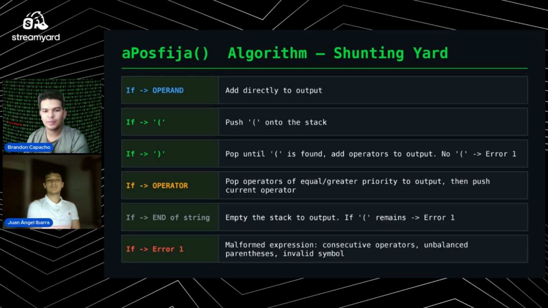Fourth rule, if it's an operator, we pop operators of equal or greater priority to the output, and then we push the current operator. Fifth rule, at the end of the traversal, we empty the stack to the output. If any left parenthesis remains, we throw error 1. The program also uses flags, such as the previous operator flag, to detect malformed expressions.